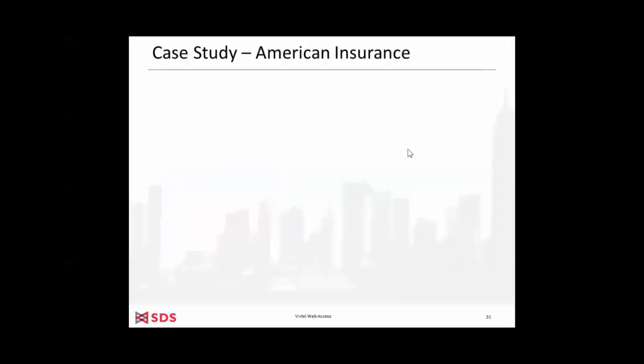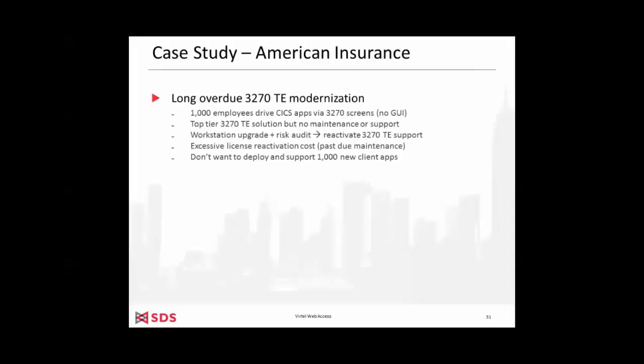Finally, on to a Pennsylvania-based insurance company that specializes in workers' comp, property, and casualty insurance. In 2012, this insurance company had to face the long overdue modernization of its 3270 terminal emulation. Unlike other organizations that rely on web portals or graphical user interfaces to drive CICS transactions, this company still relied on 3270 screen interfaces.